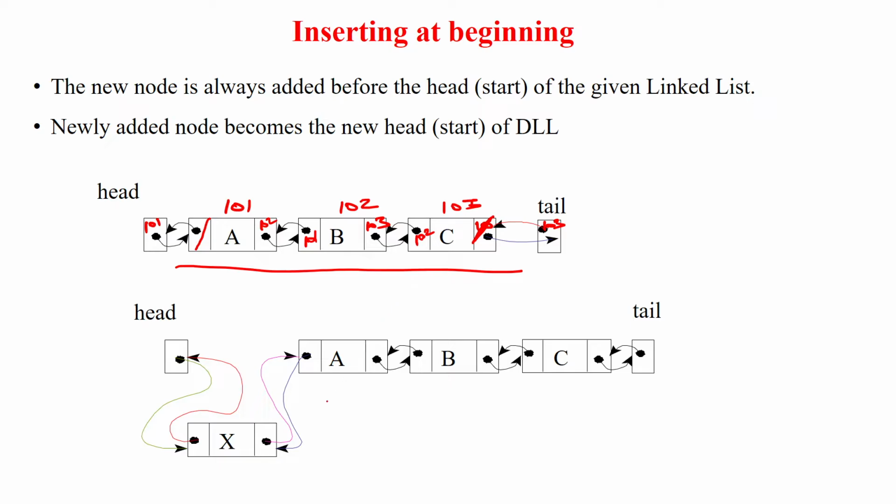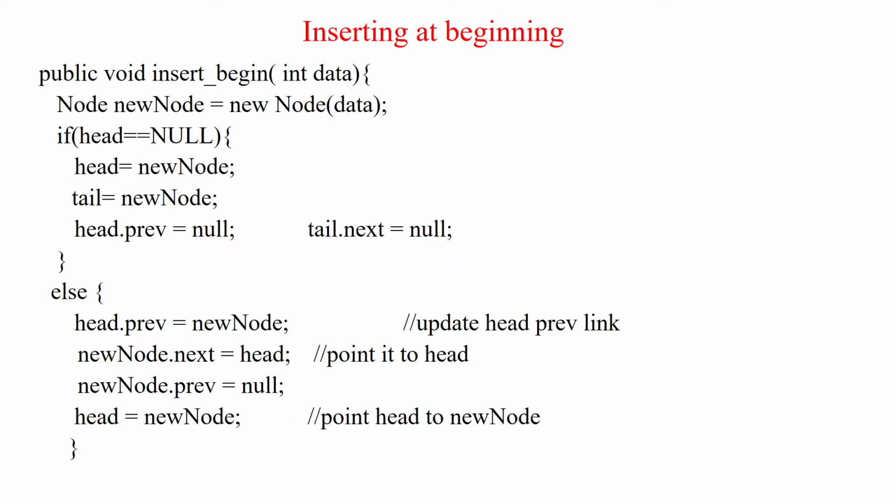Now I created a new node, and that new node has to be inserted at the beginning of the doubly linked list. For that, the new node will become the head of the linked list. So we have to break this link and make the link to the new node. First we have to create the node.